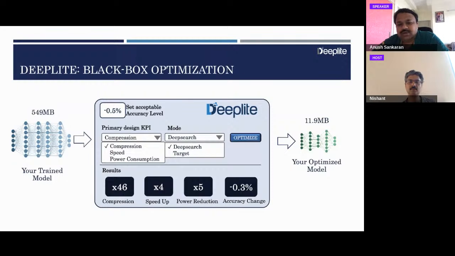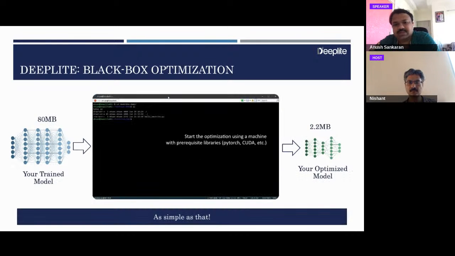And of course there are different modes of search. You can do a deep search or a simple search. For example, a simple search would give you approximate results but in a very quick time. A deep search will go and search for the model in a deep manner. It will take a little more time, but it will eventually come up with a much better compressed model. And then we'll compress the model and give you results like 46 times compression, 4x speed up, 5x power reduction, and with only a 0.3% change in accuracy. That is what we are trying to achieve as of today, and that is what we have achieved also.